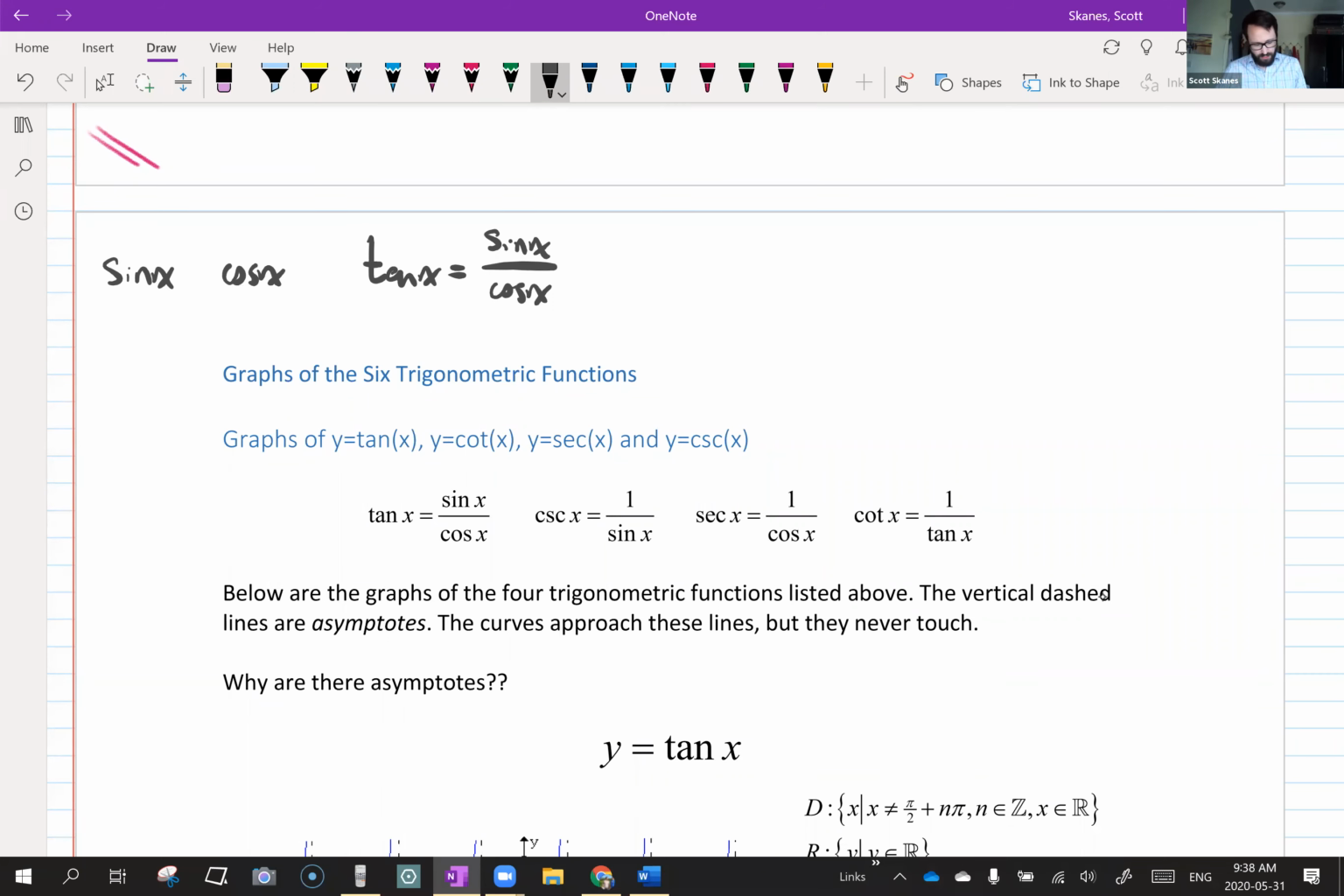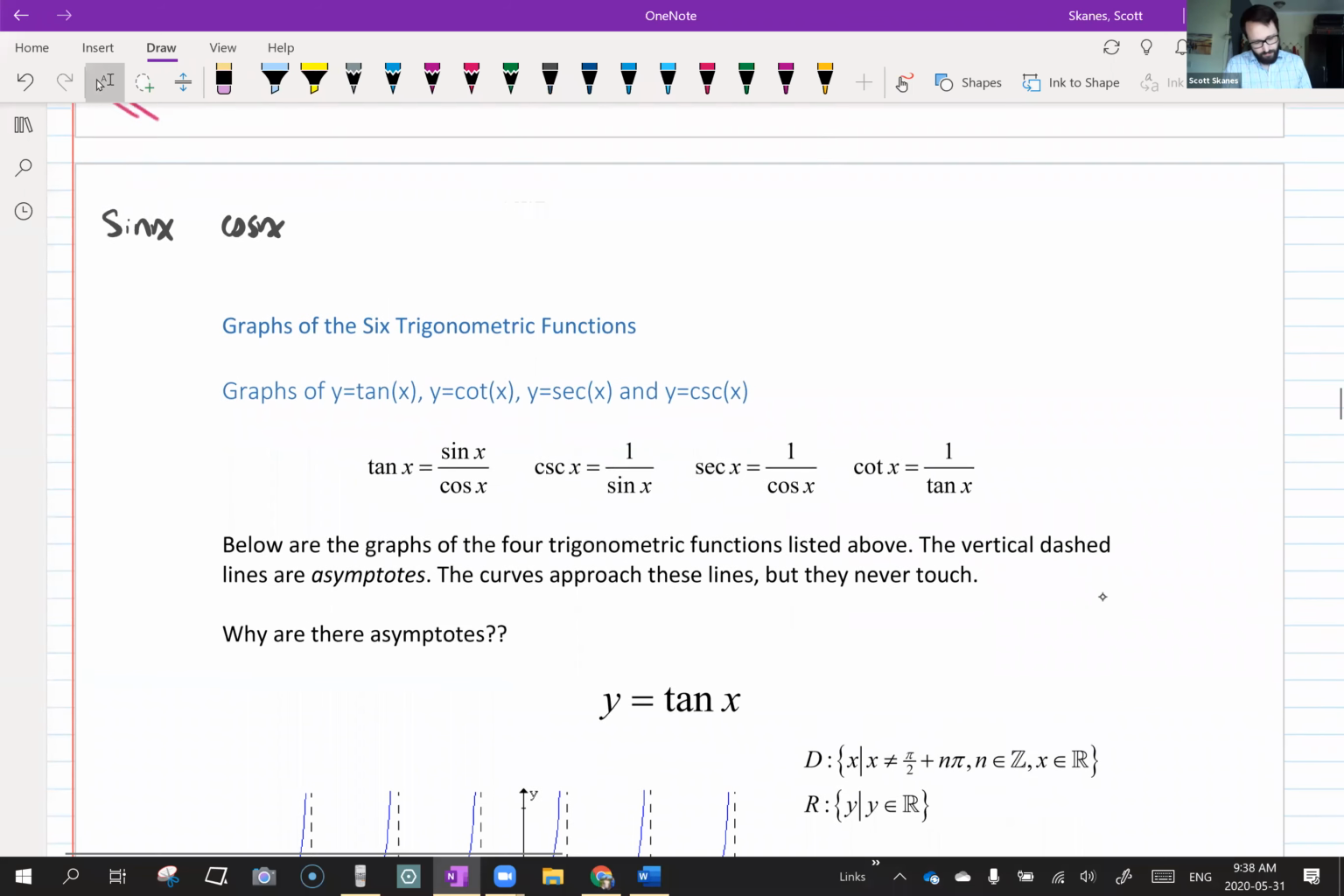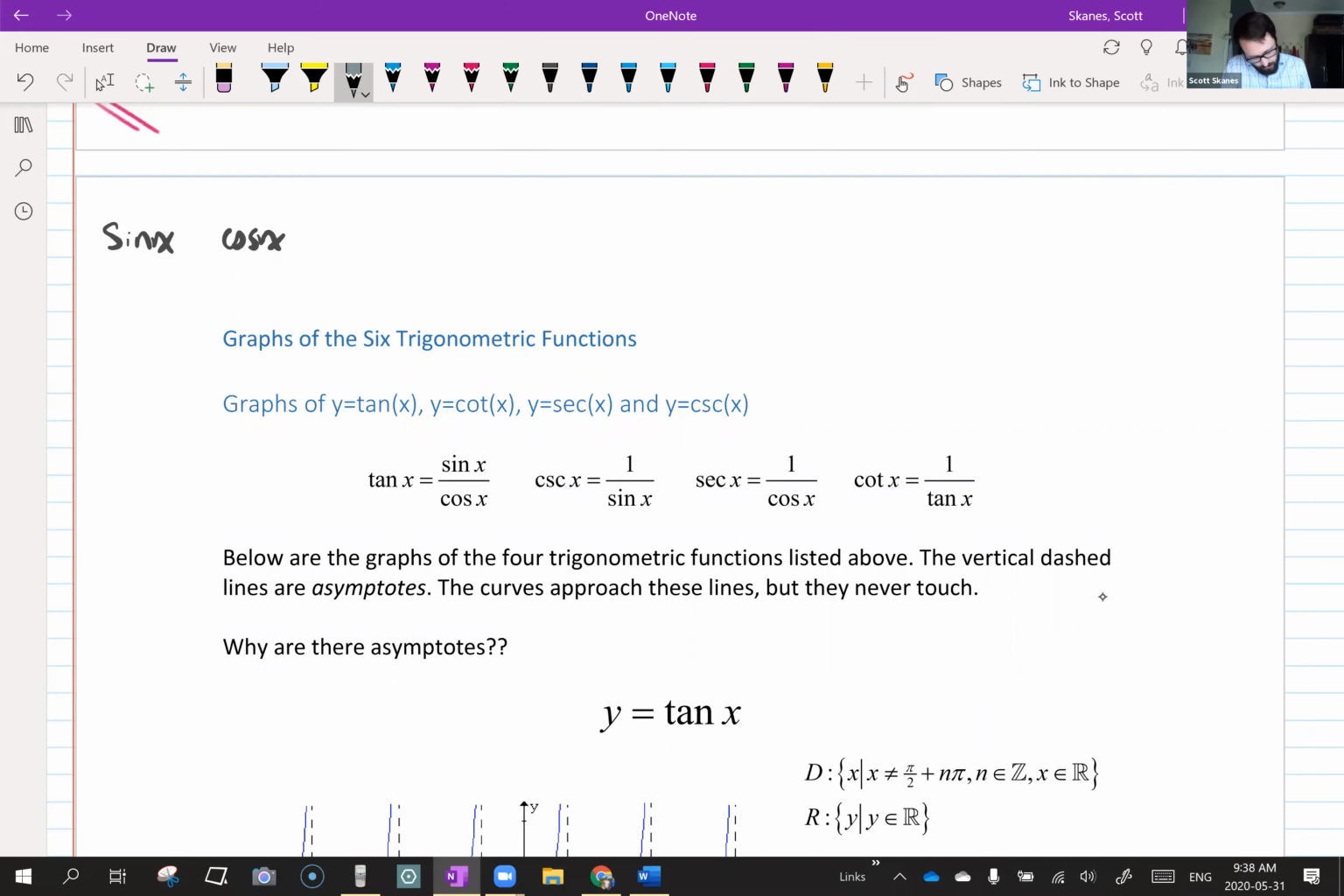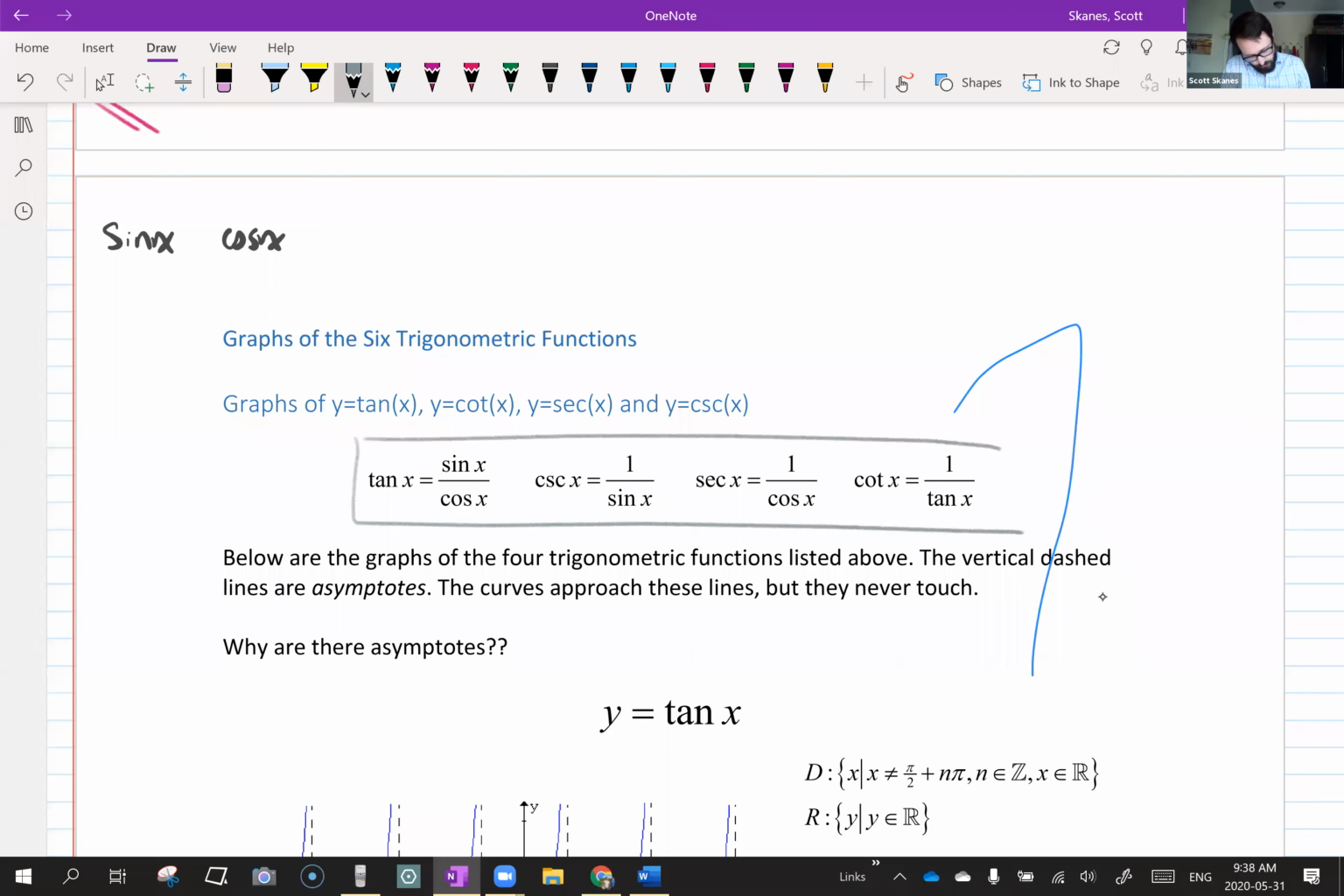Of course, we have cosine. Actually, all of these are here, so I don't need to write them out again. I'm not sure why I am. We have tan, cosecant, secant, and cotan. And we're going to talk about what the functions are.